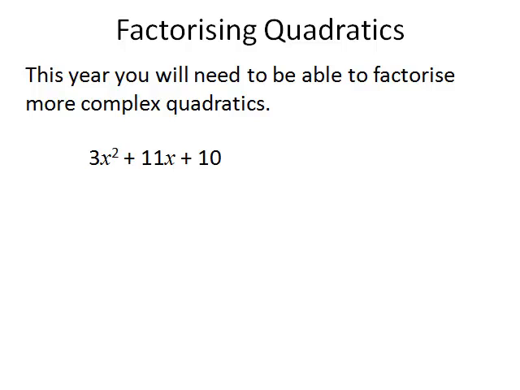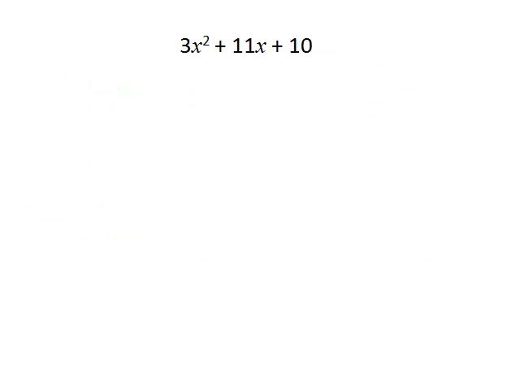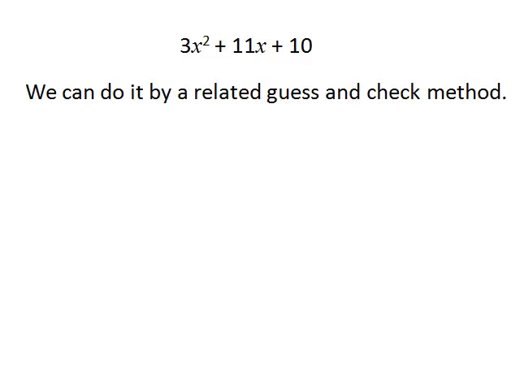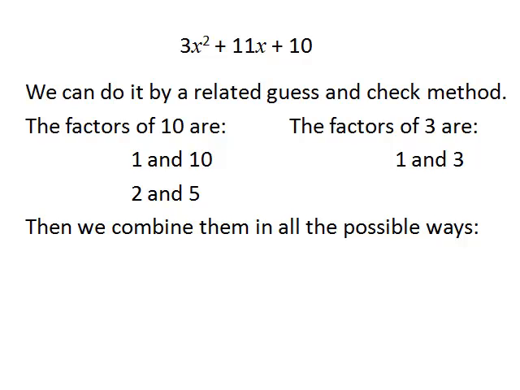This year you're going to have to do much more complicated ones, and they're more complicated because the leading coefficient is not 1. So when that happens, you can find the factors of 10, but you can't just multiply them straight off because the 3 changes everything. So we'll see how we do it instead. We take our quadratic, and we're going to do it first by the guess and check method like we did last year. This time we take the factors of 10, just like we used to do, but we also take the factors of 3, and we go through and combine them in all the possible ways.